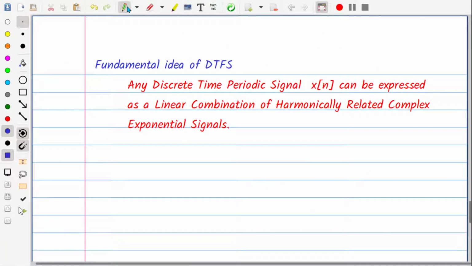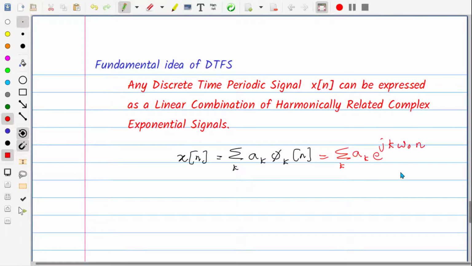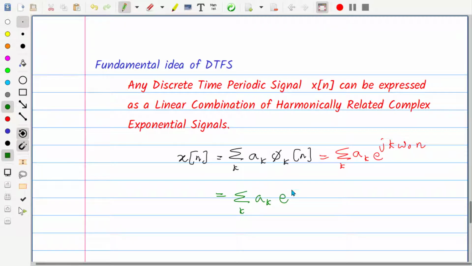this video. The basic idea of discrete time Fourier series or DTFS is that any periodic signal can be expressed as a linear combination of harmonically related complex exponentials. That is, any discrete time periodic signal x of n can be expressed as a linear combination of harmonically related complex exponential signals. For example, let us mathematically represent that as x of n is equal to summation k a_k into phi_k of n, which can be also written as summation k a_k e power j k omega 0 n, which can be also represented as summation k a_k e power j k 2 pi by N n, where the sequences or signals phi_k of n are the distinct harmonically related complex exponentials.